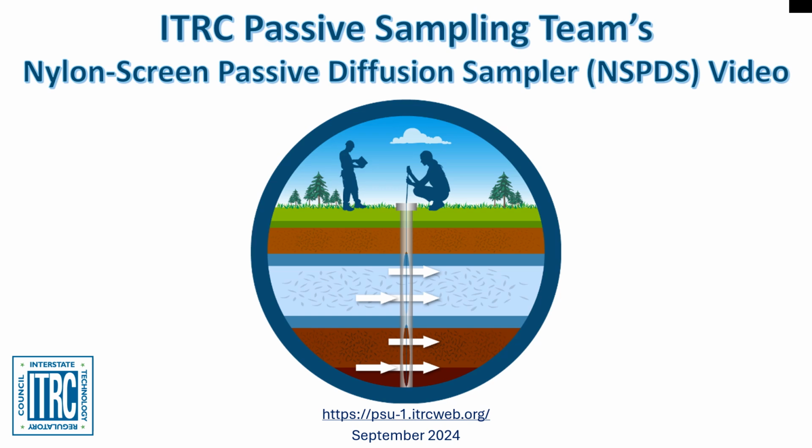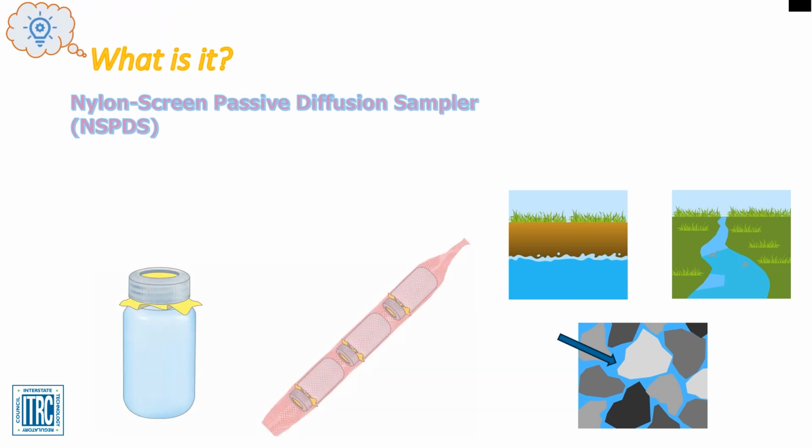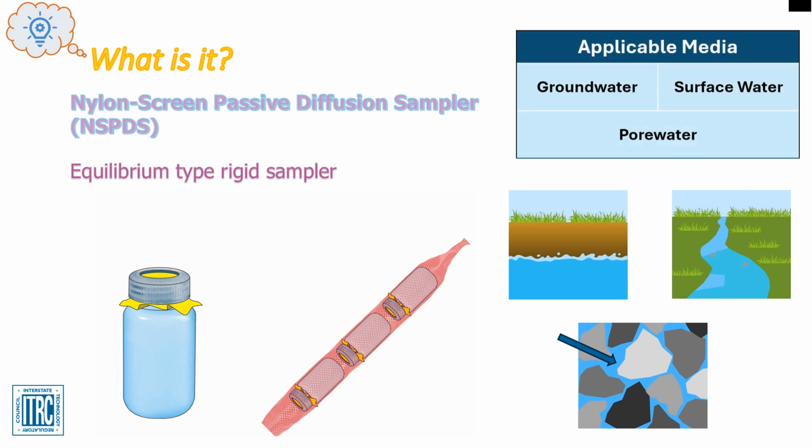Update Guidance document. The Nylon-Screen Passive Diffusion Sampler, or NSPDS, is a diffusion-based equilibrium-type passive sampler used to sample a wide range of chemicals in groundwater, surface water, and pore water. The technology was originally developed to sample for trace metals in groundwater. Since then, it has been used to sample volatile organic compounds, major cations and anions, dissolved oxygen, total organic carbon, 1,4-dioxane, and perchlorate.